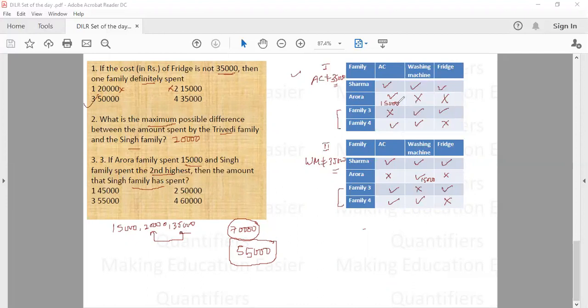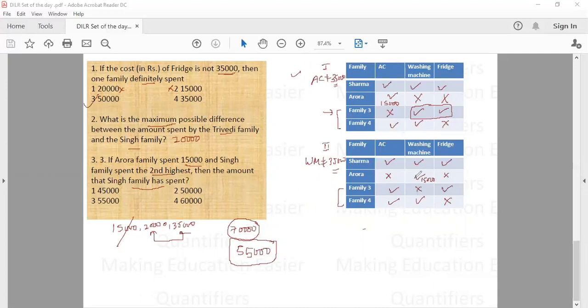In the first case, if Aroras bought AC for 15,000, that means family 3 in this case could be the family who is buying washing machine and fridge. And since the cost of AC is 15,000, the cost of washing machine in this case will be 20,000. Cost of fridge can be 35,000 or vice versa. Cost of washing machine can be 35,000 or cost of fridge can be 20,000, right? So that means this is possible, that these two items add up to 55,000.